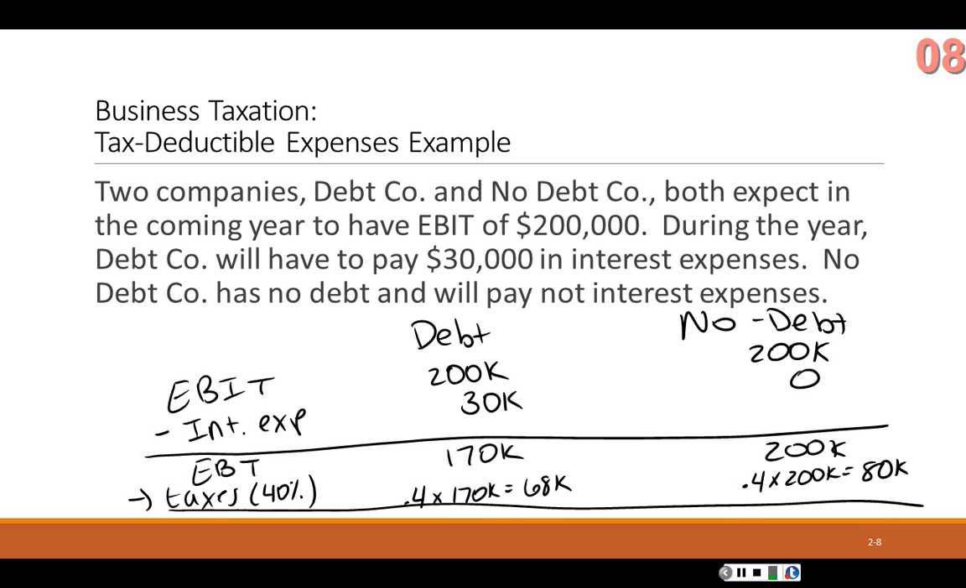So this gives you earnings after taxes. For debt company, that's $102,000. And for no debt company, that's $120,000. So there's only an $18,000 difference in earnings after taxes. Debt company paid $30,000 more in interest expense than no debt company, but their earnings after taxes are only $18,000 less. That's because the interest expense is tax deductible.